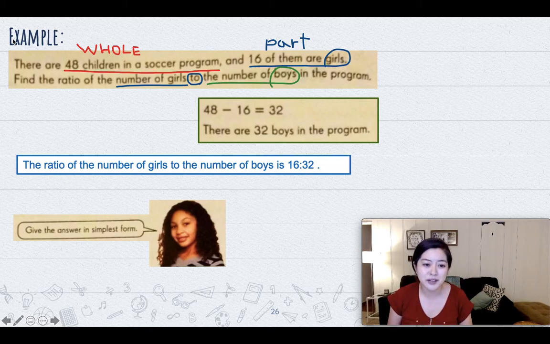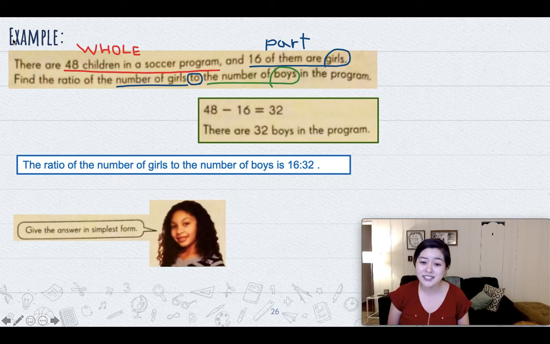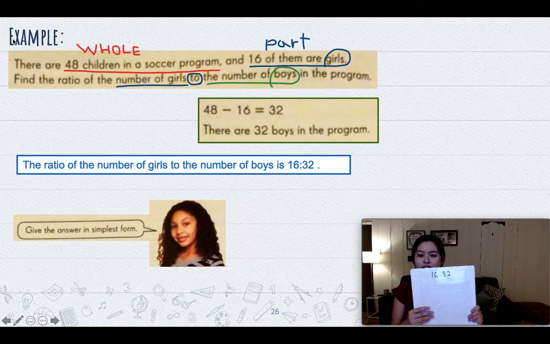Oh, thank you for the reminder. Yeah, we have to give our answer in simplest form. Remember when we were writing fractions and learning about fractions? It is ideal to always write your fractions in simplest form. Okay, and that's the same with ratios as well. We never want to leave it in any other form besides simplest form. Okay, so let's take a look. How should we write it in simplest form?